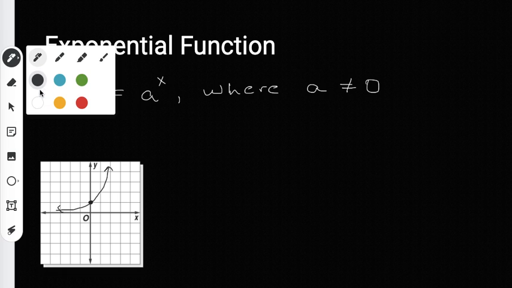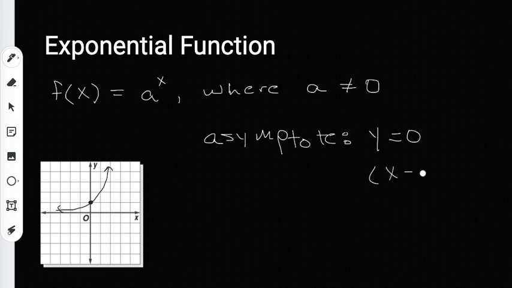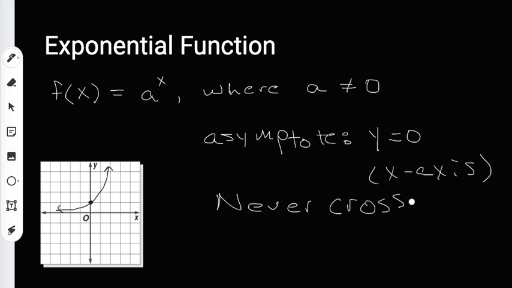Now, it is a graph that's in one piece, so there's no two pieces. And the interesting thing about this is it also has an asymptote, just like the last one. The asymptote is y equals 0, otherwise known as the x-axis. So the graph is never going to cross the x-axis.